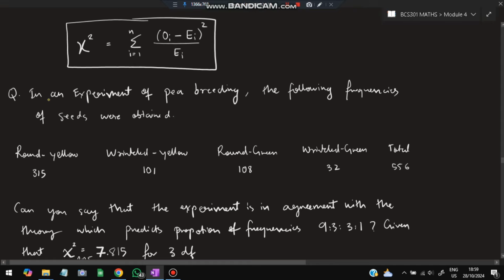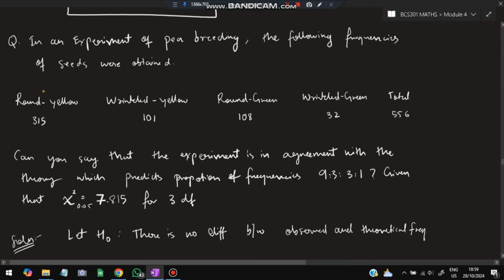So let's have a look at the question. In an experiment of pea breeding, the following frequencies of the seeds were obtained. So how many seeds are given? Round yellow, wrinkled yellow, round green, wrinkled green. So four types of seeds are given to us, and these frequencies are also given, how many were there in each of these types, and the total is also given to us.